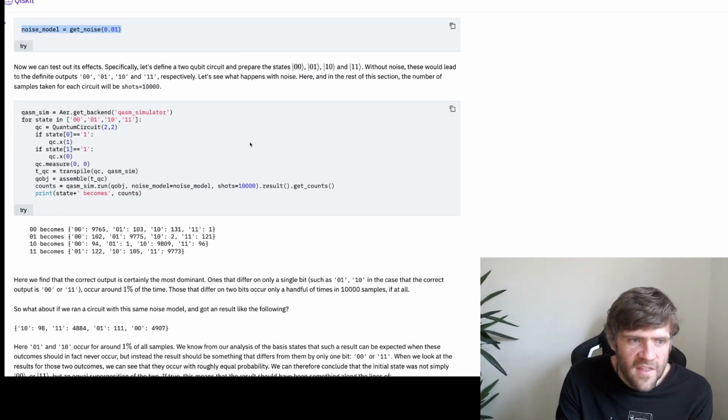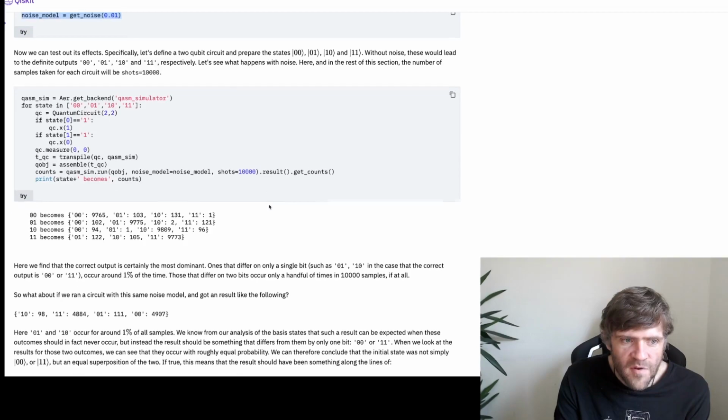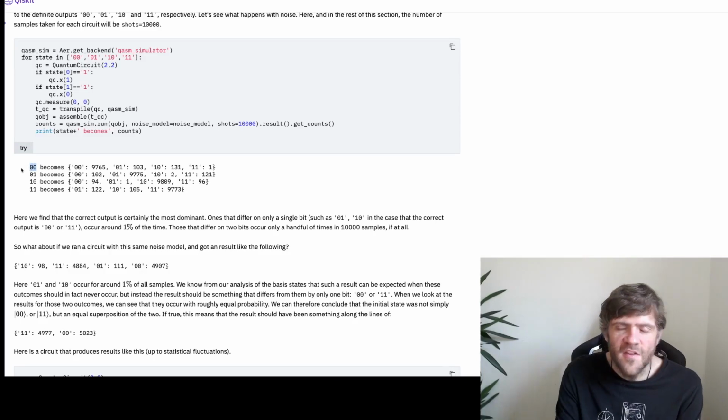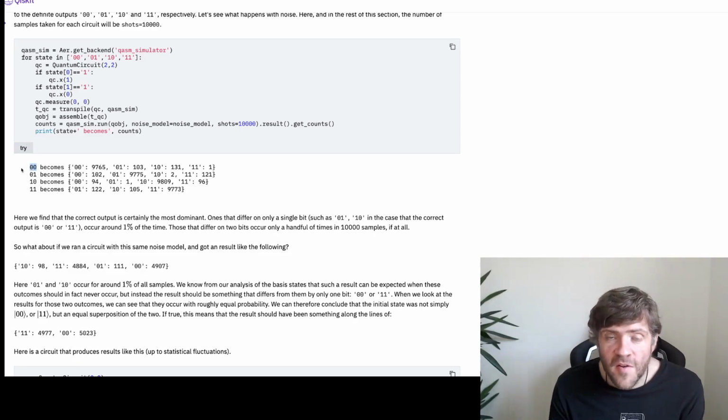So let us now take a couple of qubits and run a circuit which should give us the outcome 0, 0, and look at what the outcome actually is.